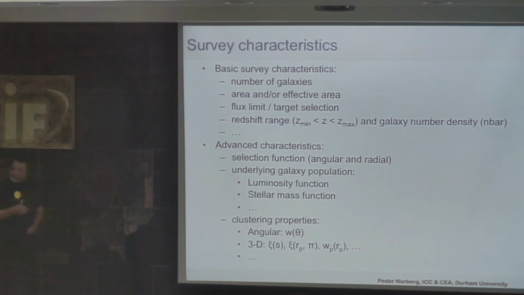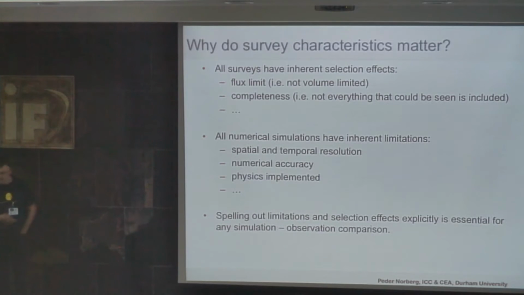So now why this is relevant here is because when you create a mock survey, your aim is to mimic as many of these properties as possible. And which ones to choose depends on your science goals. So, why do survey characteristics matter? All surveys have inherent selection effects, flux limited, magnitude limited, or volume limited.